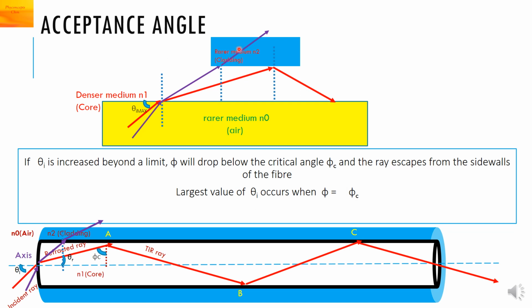And it will be refracted out into the cladding. So the largest value of theta I will occur when phi is equal to phi c. So there is a maximum value of theta I for which the angle phi will be equal to the critical angle, and then TIR will occur.